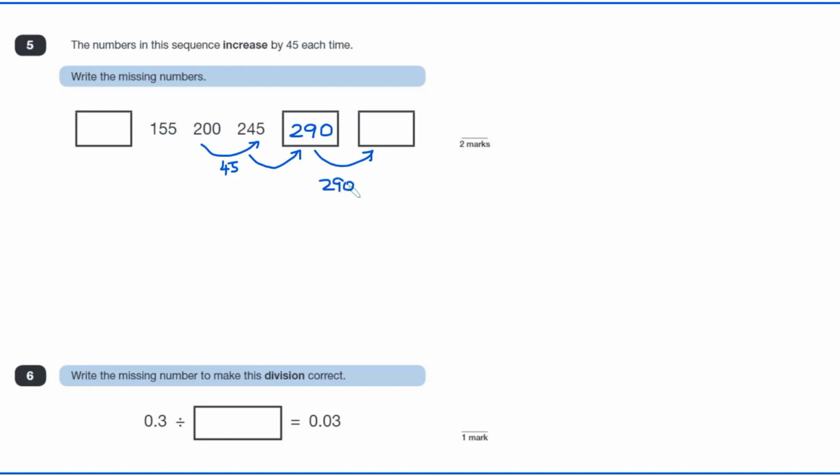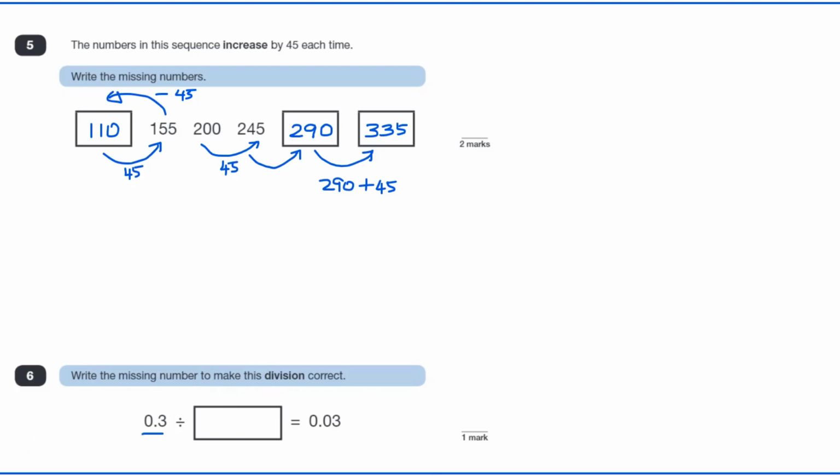So 290 add with 45 is 335. Now here to here increase by 45, so you need to take away the 45 from here, so 110 is this answer. So you take away 45 gives 110, 155, 155 plus 45 is 200, 245, and 245 plus 45, 290, 335. Now, write the missing number to make this division correct.